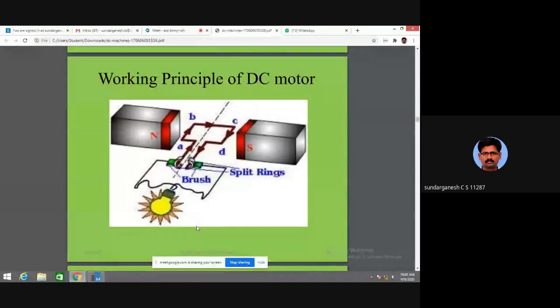What is the working principle of a DC motor? This is the north pole and south pole. This magnetic field is constant. We are giving a DC voltage through the brush, through the split rings, the commutator, and inside the commutator it goes to the armature. The current direction is A, B, C, D. This magnetic field and this magnetic field will interact and make the rotor rotate in the clockwise direction.